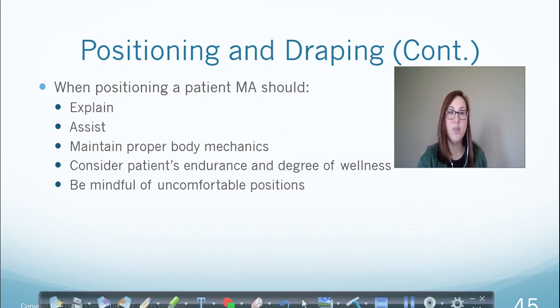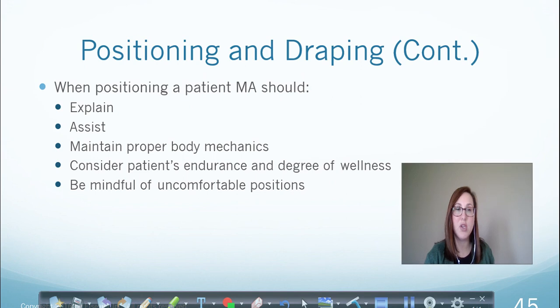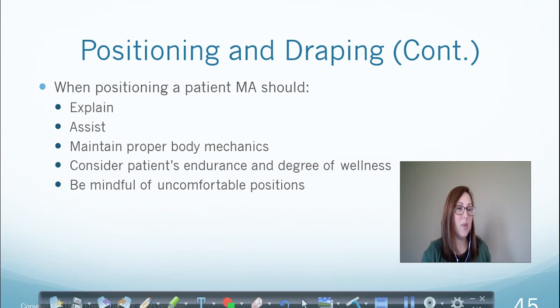So whenever you are positioning a patient or draping them, you want to make sure that you're explaining to them what's being done and what kind of position they're going to be in. Maybe you need to assist them into that position. Again, using your proper body mechanics to make sure that you're not hurting yourself or bending over or twisting. You want to make sure that you've considered the endurance and the degree of their wellness. Are they elderly and ill? And just be very mindful of those uncomfortable positions. You might need to allow them to rest before they're moving around or switching positions.